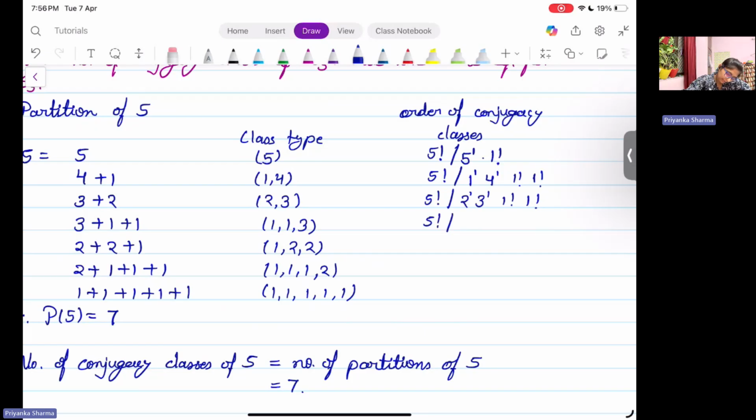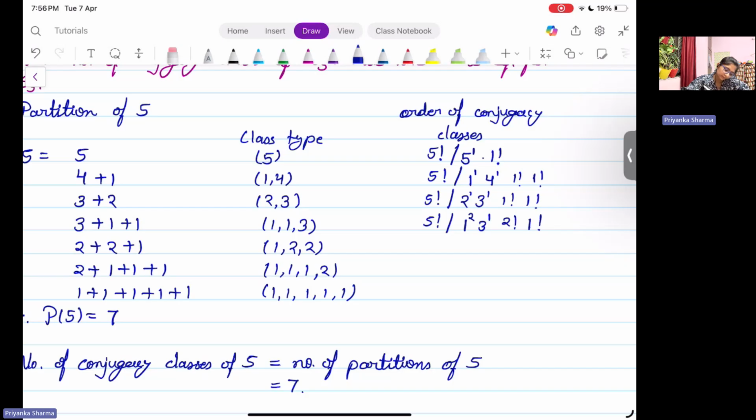Here we will write the first number which is coming here. So this is 1 which is coming 2 times, so 1 to the power 2, 3 which is coming 1 time. So here we will write 3 to the power 1, and factorial of the powers, that is factorial 2 and factorial 1.